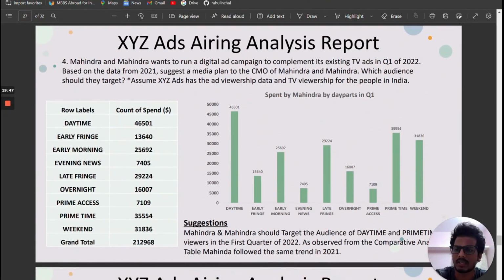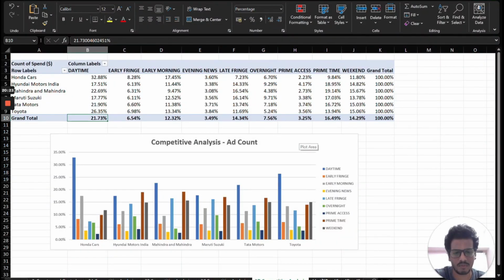Now the fourth question comes up. Mahindra and Mahindra wants to run a digital ad campaign to complement its existing TV ads in quarter one of 2022. Based on the data from 2021, suggest a media plan to the CMO of Mahindra and Mahindra. Let's say Anand Mahindra is the CEO, I guess. Which audience should they try to target, assuming XYZ ads has the ad viewership data and TV viewership for the people of India? They have also asked us to get more insights. So let's go to the Excel and analyze it from there.